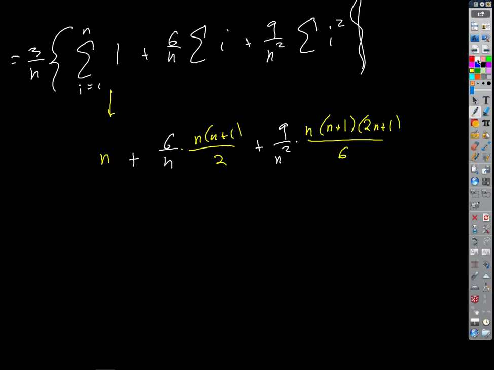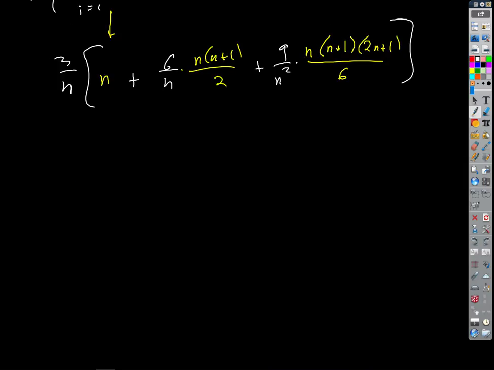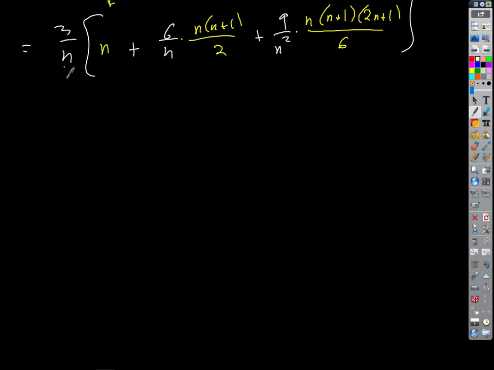And then remember that we've got this out in front, we've got this 3 over n that we could distribute through to all those, right? So what's that going to give us? If I distribute this to all the terms, the first one's just going to be 3 over n times n, so I just get 3, right?